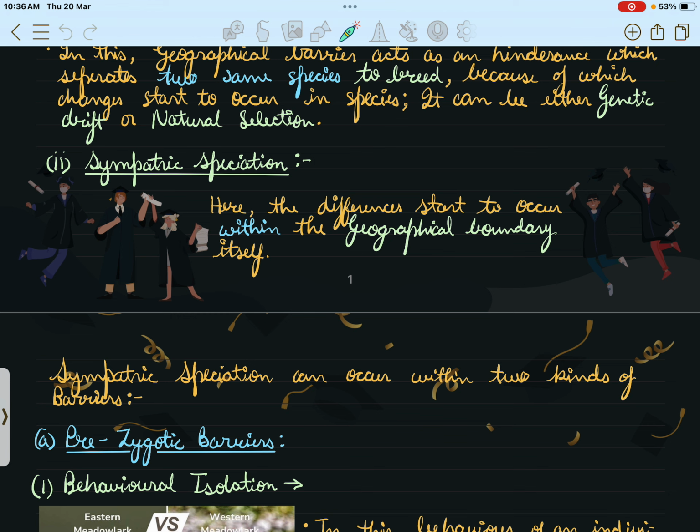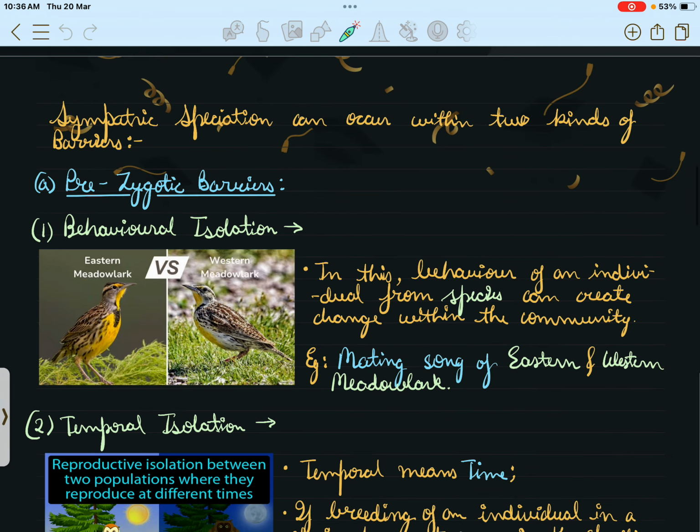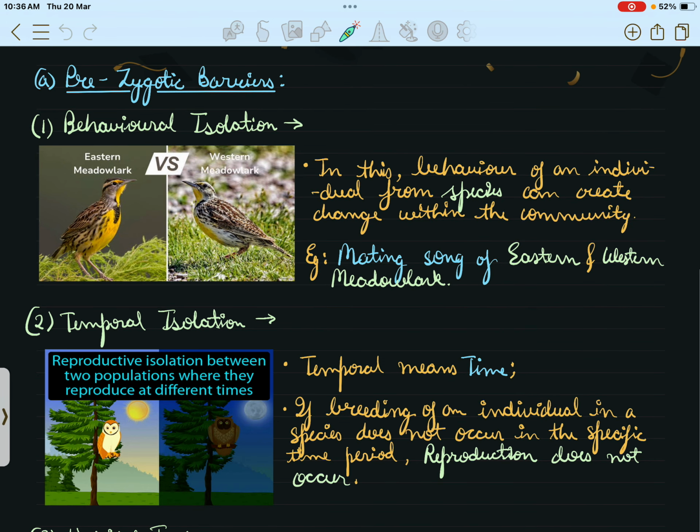So the next speciation that we are going to see is sympatric speciation. Unlike allopatric speciation, which happens due to geographical barriers, here there is no geographical barrier, but there are some barriers within the individuals themselves, because of which interbreeding is not happening, or even if it's happening, it is not successful. So sympatric speciation has two kinds, which are pre-zygotic barriers and post-zygotic barriers.